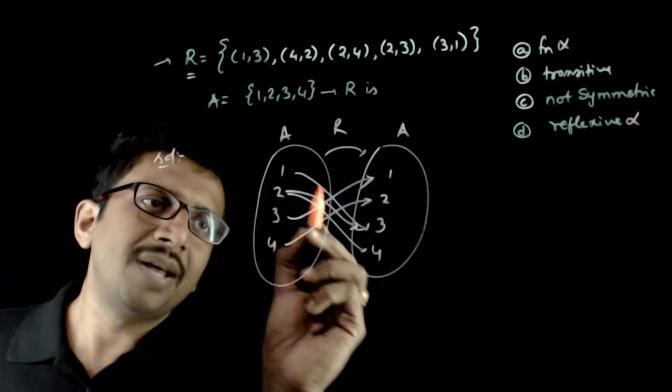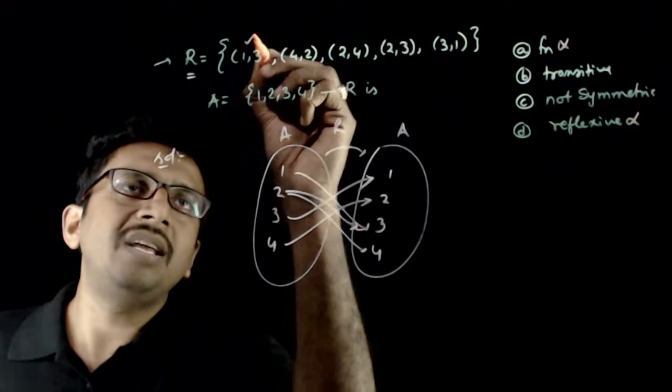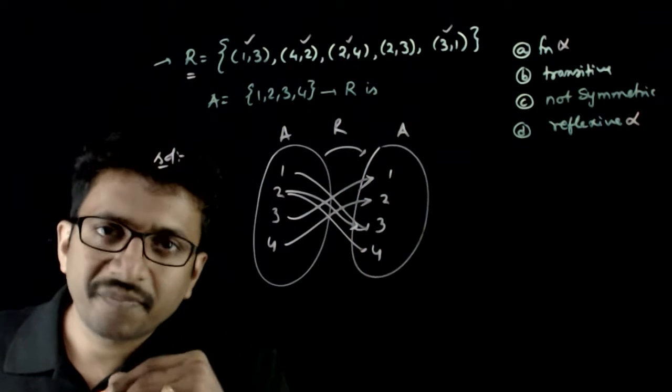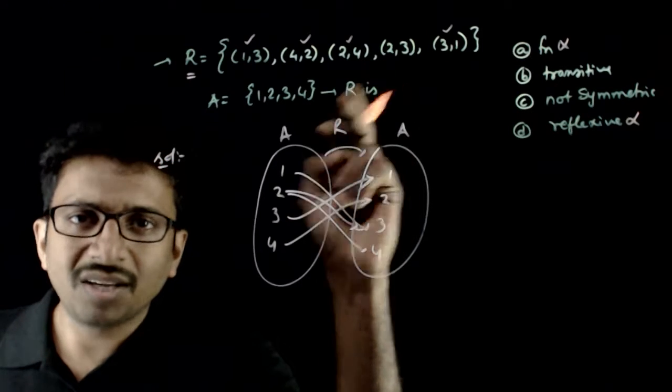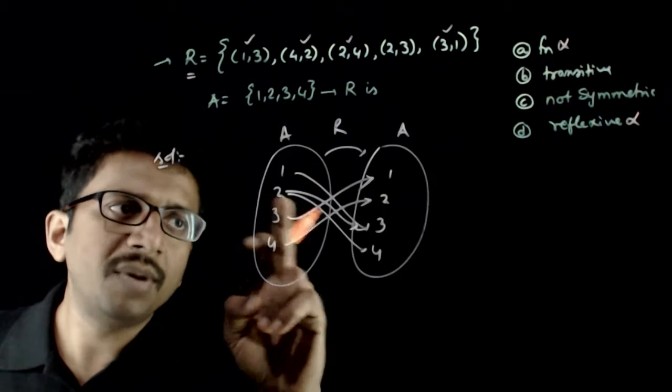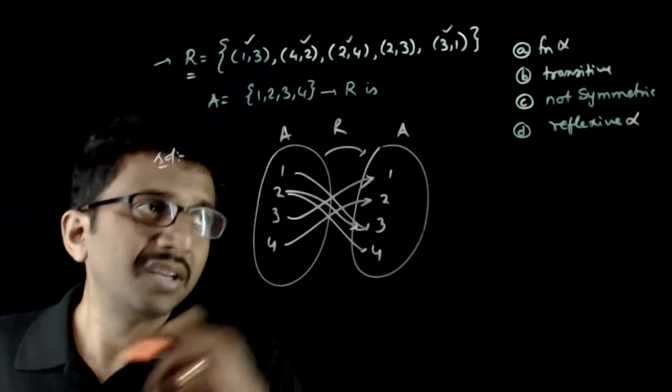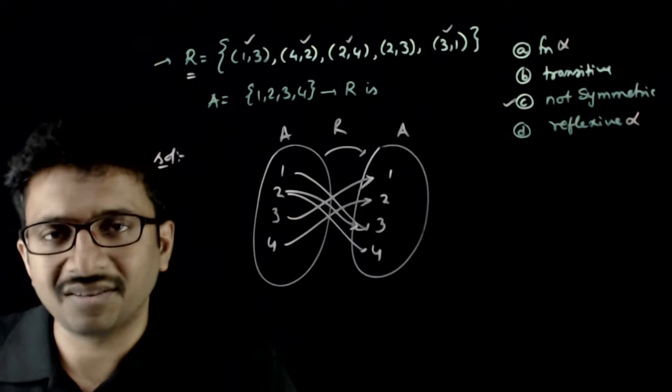Is it symmetric? So you see (1, 3) is there, (3, 1) is there. Similarly, (4, 2) is there, (2, 4) is there. But for (2, 3), there is no (3, 2). Hence, this is not symmetric. So, not symmetric is the right answer.